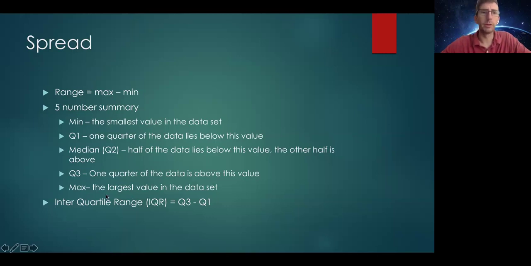We talked about the max, right? This is the largest value in our data set. And then we have the interquartile range. This is just Q3 minus Q1, and we'll use this later on in the chapter.